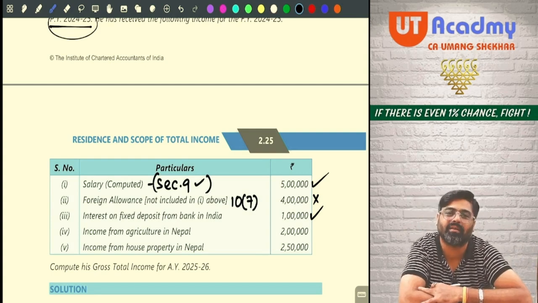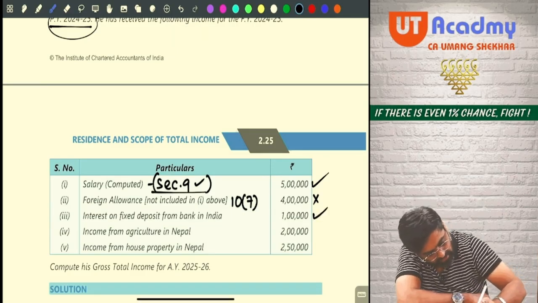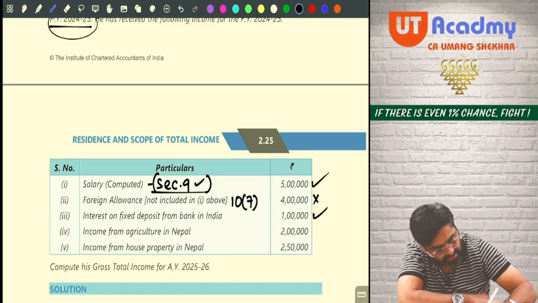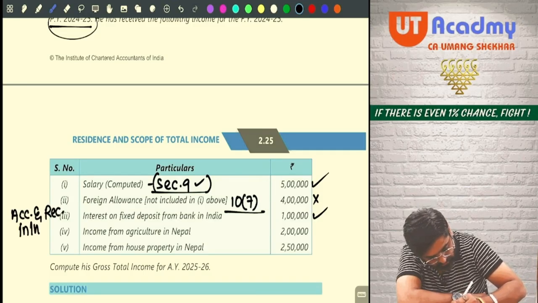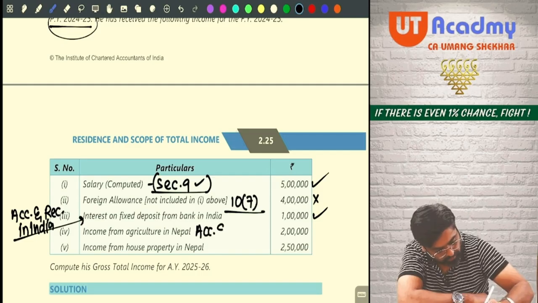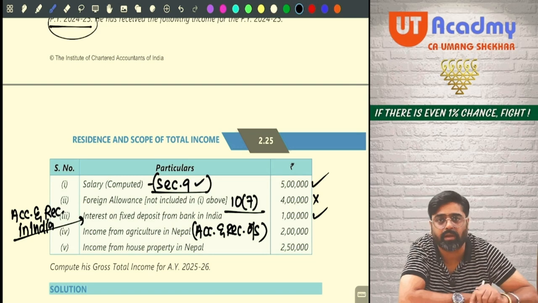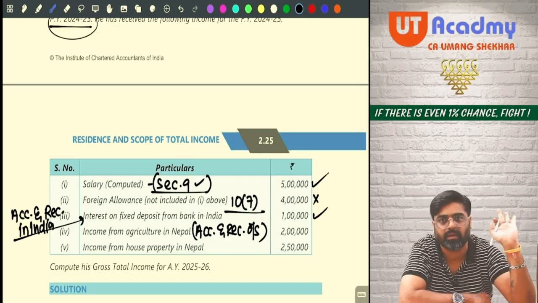Getting my point, everyone? So this is section 9, deemed to accrue or arise in India. This is section 10(7), interest on fixed deposit. Can I say this is accrued and received in India? I'm talking about point number 3. Okay. Now I'm talking about point number 4. This is accrued and received where? Outside India. So this is a foreign income because the land was outside India. From that land, whatever income is arising, that is income arising outside India. And if nothing is mentioned, it is also received outside India.